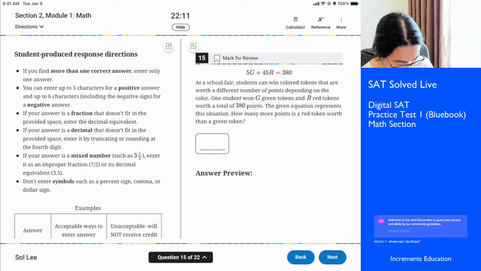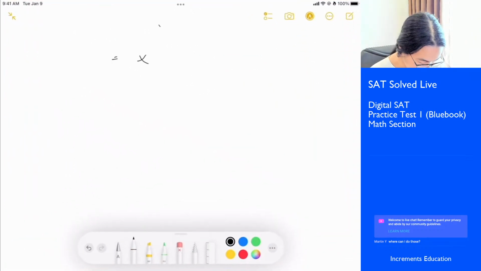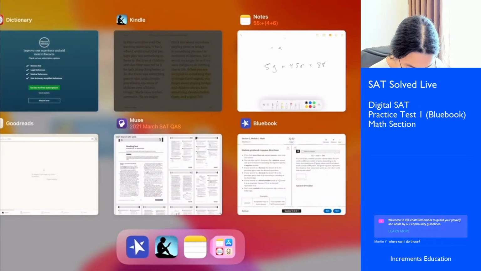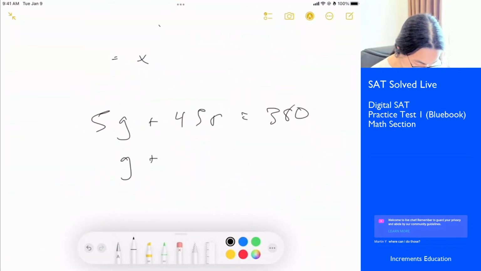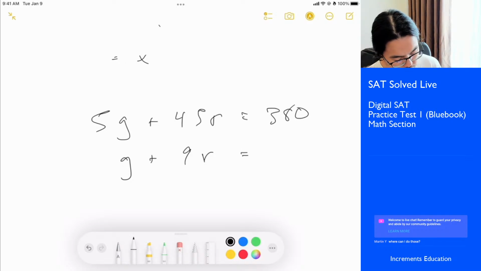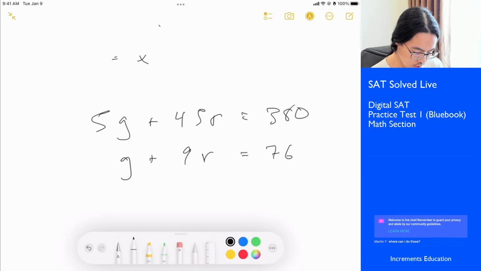So how many more points is a red token worth than a green token? I actually have to do the calculation, so the nice 5G 45R 380. 45R 380 is correct, I think, right? So that's G plus 9R is equal to, divide this by 10 is 38, multiply by 2 is 76. Okay? So now we just have to figure out how much more.